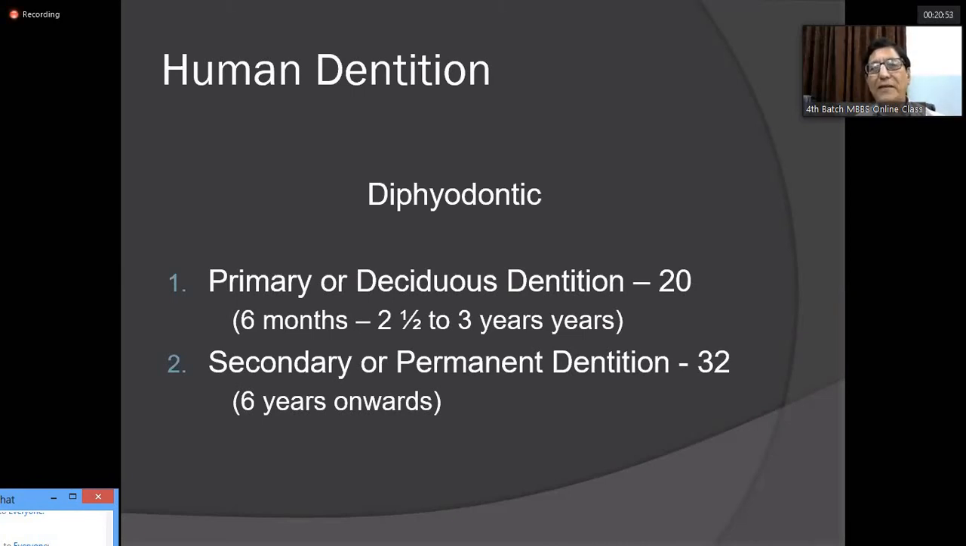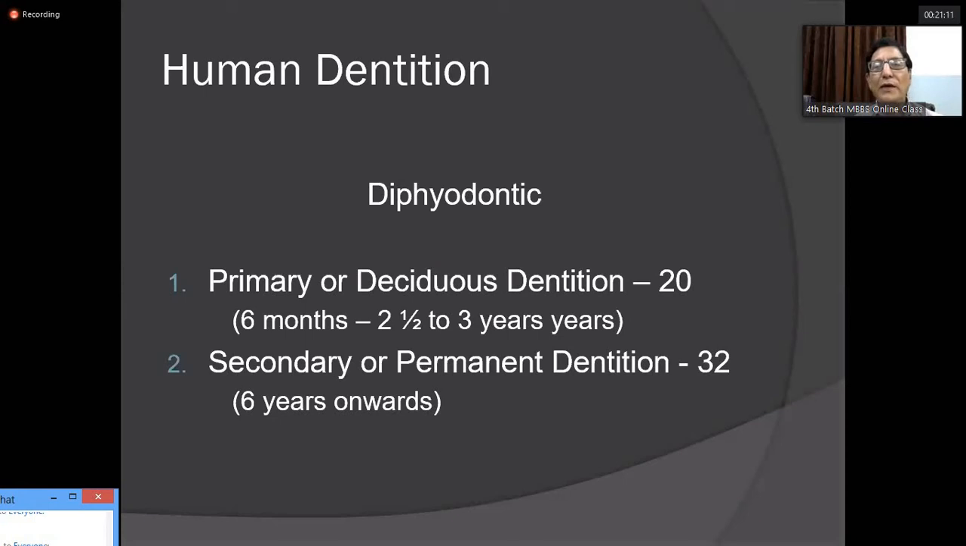They will be replaced by the permanent teeth. That's why they are known as primary or deciduous dentition. And they're all together 20 in number, 5 in each quadrant. Okay, I mentioned the quadrant to you. Now this is useful here because all these 20 teeth are located 5 in each quadrant.